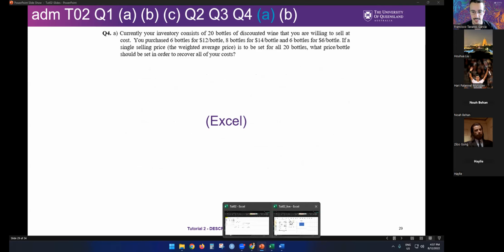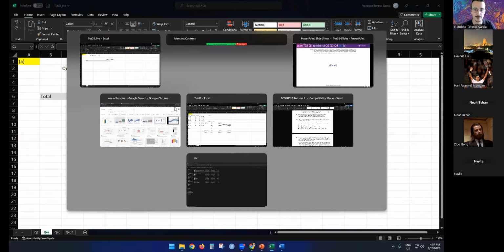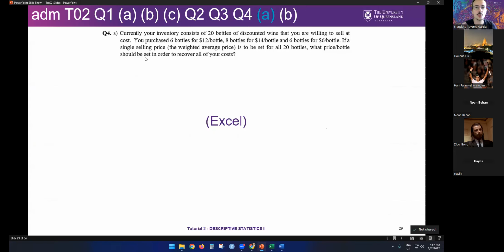How would we do it in Excel? Question A. So let's read it. Currently your inventory consists of 20 bottles of discounted wine that you're willing to sell at cost. Selling at cost means I have an inventory and want to sell for the same price I paid. You purchased 6 bottles for $12 a bottle, 8 bottles for $14 a bottle, and 6 bottles for $6 a bottle. If a single selling price, the weighted average price, is to be set for all 20 bottles, what price per bottle should be set in order to recover all of your costs?